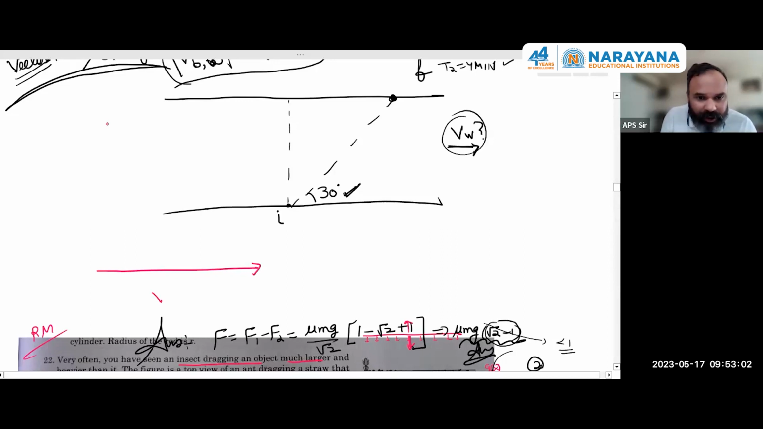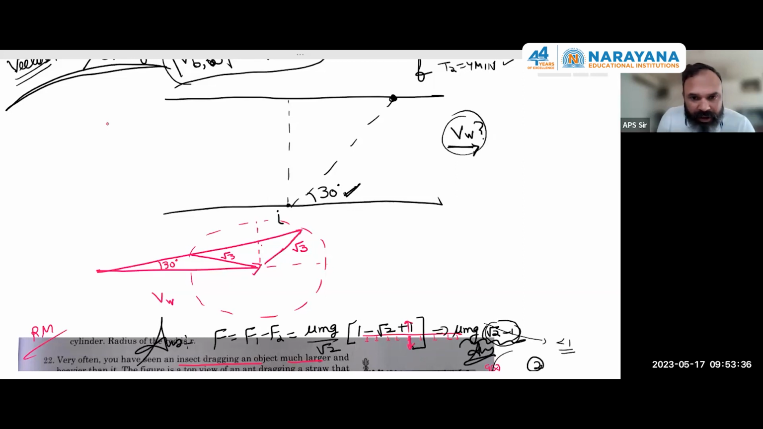It will have some value VW. Then at the tip of this vector, I will draw a circle whose magnitude is √3. And then from the tail, I'll draw a line which is at 30 degrees. And this will cut the circle at 2 points. One point is here. This value is √3. One point is here. This value is also √3. Now, if I just solve the geometry of this triangle, I'm done with the question.